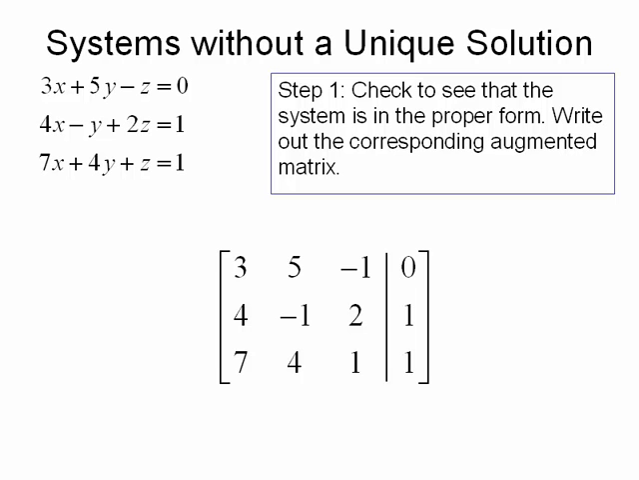We'll work these out exactly as we did before, but we'll see some slight differences that we'll need to account for. So our first equation is 3x plus 5y minus z equals 0. The second equation is 4x minus y plus 2z equals 1. And the last one is 7x plus 4y plus z equals 1. That's in the proper format, so we can just drop that into our augmented matrix as you see down here below.